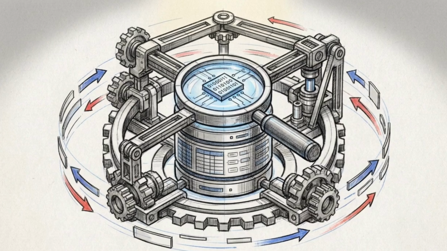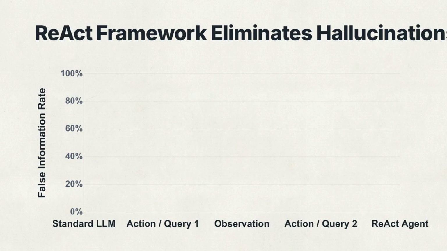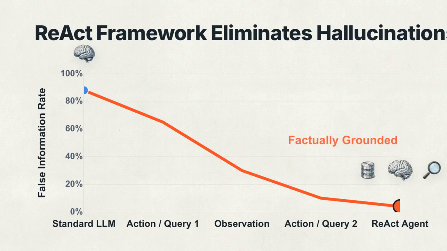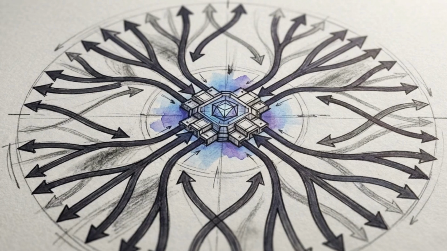This explicit cycle forces the model to verify its logic against external databases at every step. Consequently, the rate at which the model hallucinates false information drops significantly. The ReAct framework effectively turns the language model into an active, self-correcting API router.